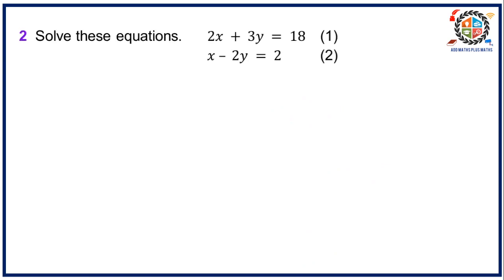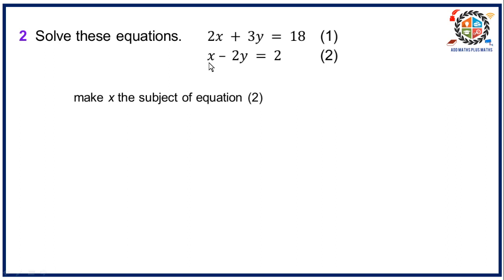Next, solve these equations: 2x plus 3y is equal to 18 and x minus 2y is equal to 2. Make x the subject of equation number 2. Why did it suggest equation number 2? Because equation number 2 has x alone over here. It doesn't have any numerical coefficient, so it's easier for us to make x the subject of the equation.